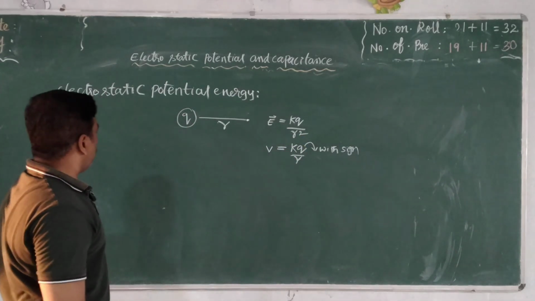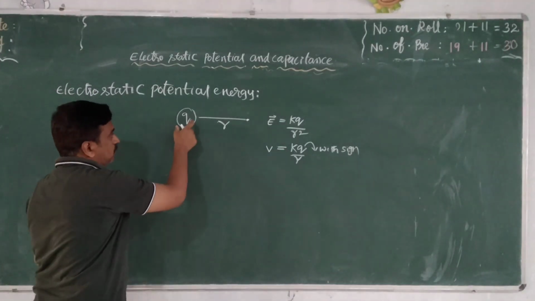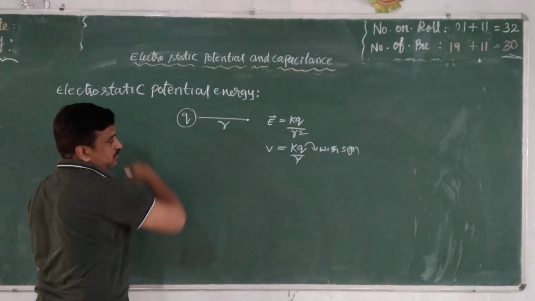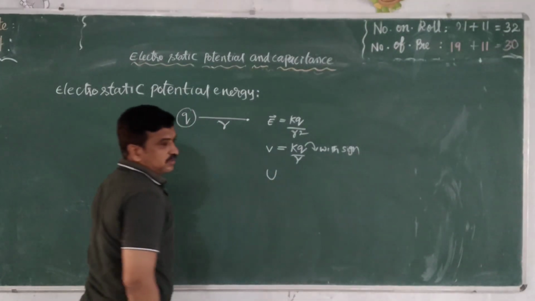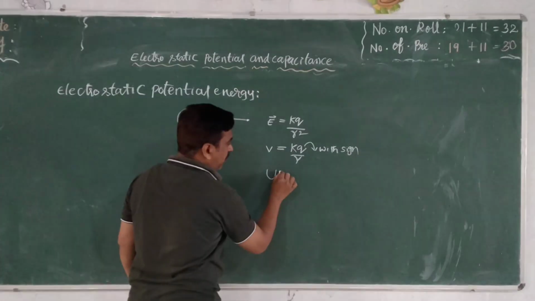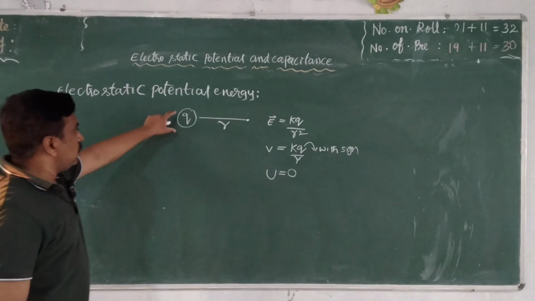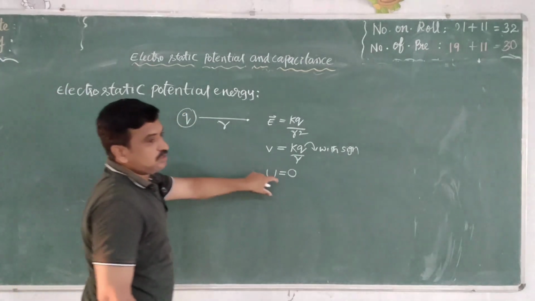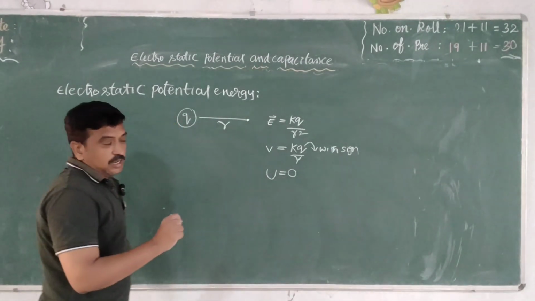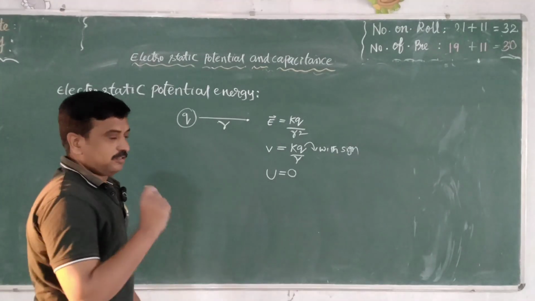Now, electrostatic potential energy. What about electrostatic potential energy due to this charge? Electrostatic potential energy is represented by U. This value is 0. Why is it 0? Due to a single charge, potential energy is not defined for a single charge.